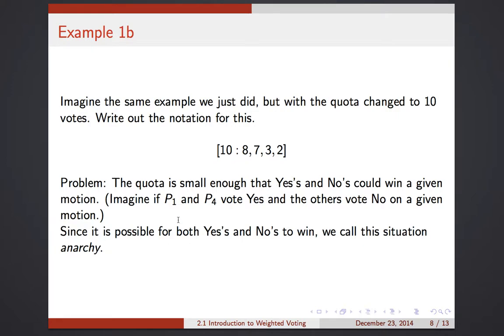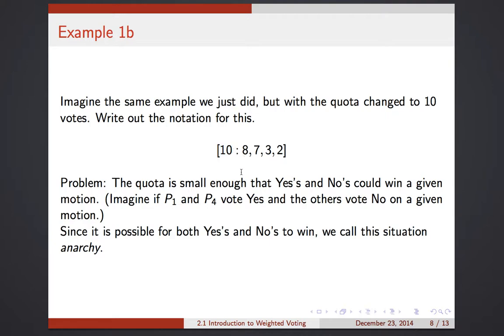Okay, so what's going on here is you get contradictions in the system all the time. Should we pass this? Yes. Should we not pass this? Yes. Because the quota is too small. Okay, so with a quota this small, you can have this ping-ponging effect of motions passing and then not passing, or their opposites passing.